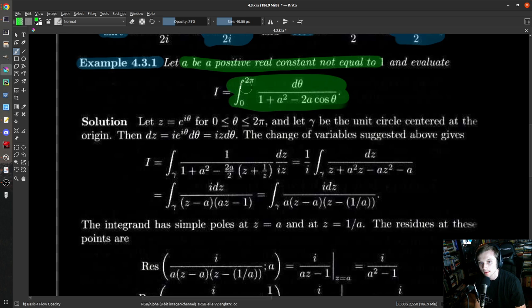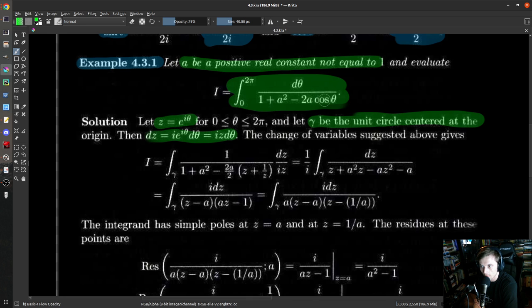Okay, so if we want to do this, let's let z equal e to the i theta. Totally reasonable, basically like what we were just saying, and we'll let gamma be the unit circle centered at the origin. Okay, then dz is i e to the i theta d theta, which is just iz d theta for the substitution z equals e to the i theta, right? Okay, so do this change of variables quickly. Just punch it on in.